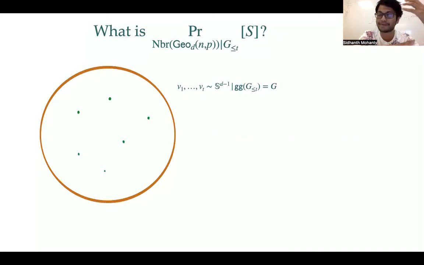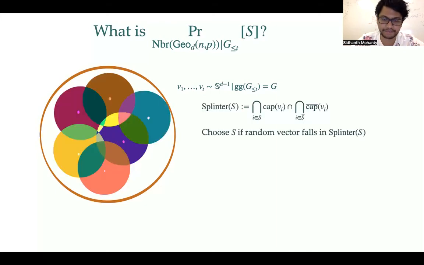You first do the following. You have this graph G at most T that has been sampled so far. The first step is you look at some random assignment of vectors on the sphere, which actually generate G at most T as its graph. And then around each of these vectors, you drop down a spherical cap. Once you've dropped down a spherical cap around each of these vectors, you've actually partitioned your sphere into these regions that we call splinters.